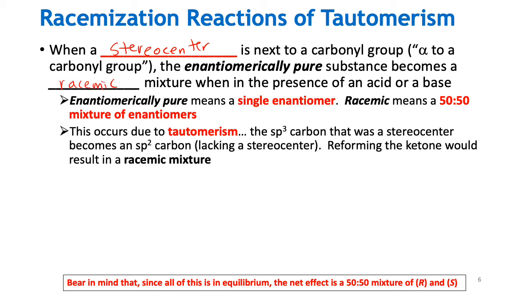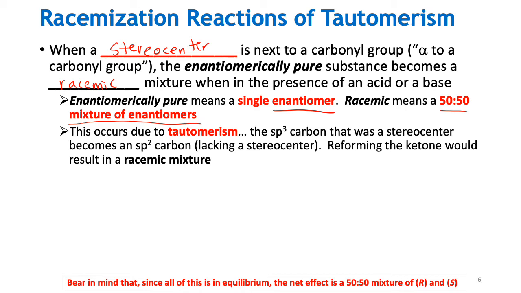It's actually a big problem when in the presence of acid or base. Enantiomerically pure means a single enantiomer, only one of them. Racemic means a 50-50 mixture of enantiomers. You may recall that from Organic 1, an important concept that we went over. The reason you racemize a stereocenter alpha to a carbonyl group under acid or base conditions, due to tautomerism, is because the sp3 carbon that was a stereocenter becomes sp2 in that enediol intermediate, lacking a stereocenter, and then reforming the ketone would result in a racemic mixture.